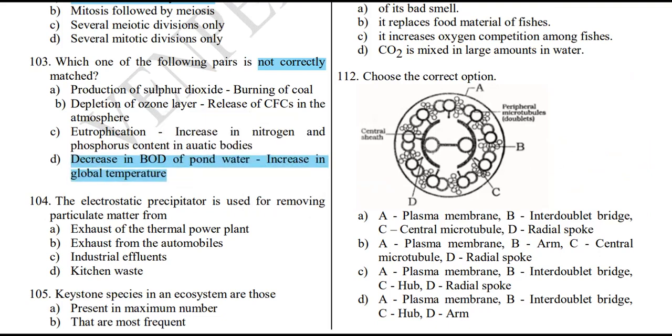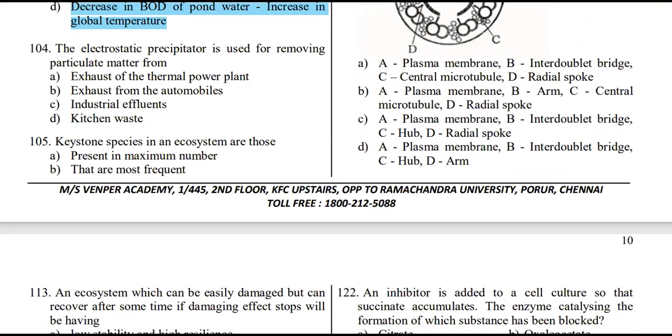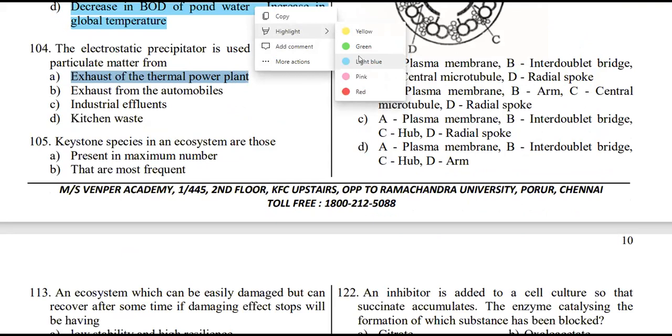The electrostatic precipitator is used for removing particulate matter. Yes, we were studying about it. The electrostatic precipitator is mainly used to remove all kinds of dust particles from the exhaust of thermal power plants. So the answer is going to be option A.